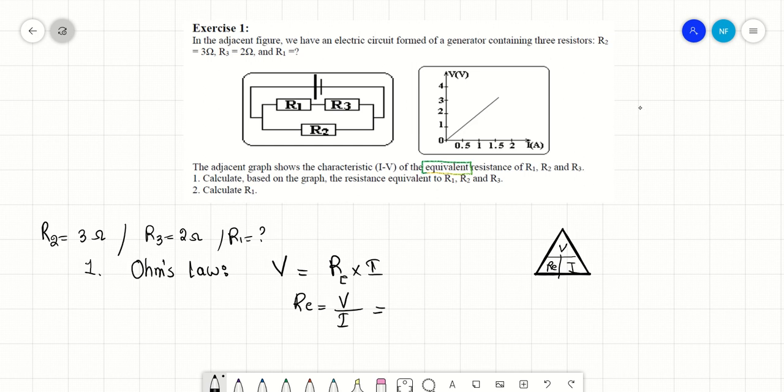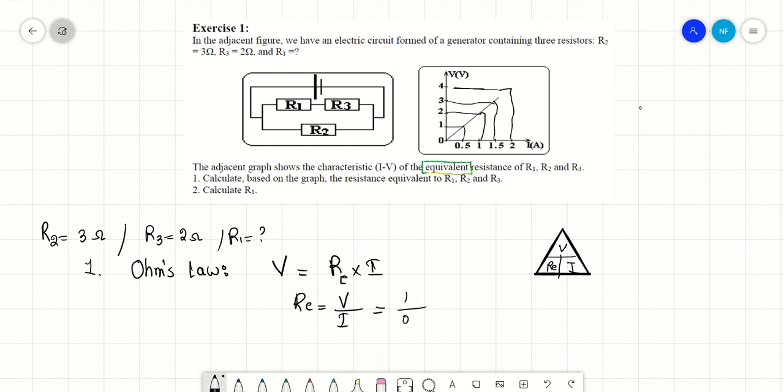And what values of V and I? We choose values from the graph. I can choose 4 over 2, but the condition is that I take the values that correspond to each other. For example 4 with 2, or 3 with 1.5. I can take 2 with 1, or 1 with 0.5. So any one of these will give the same answer.